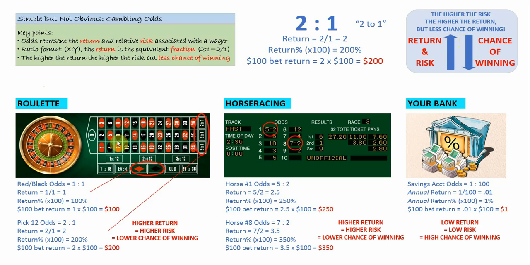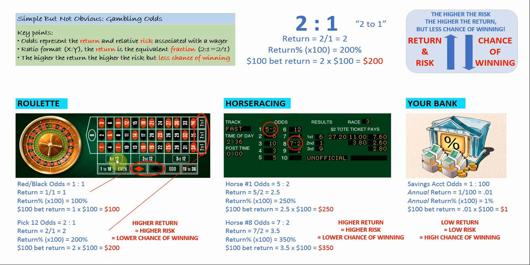First of all, with roulette, which is popular, there's a variety of ways to place bets in roulette. We're just going to focus on two of the simpler ones. First one is red and black. The odds of a red or black bet is 1 to 1. The return is just our fraction, 1 divided by 1 equals 1. And our return percent is just that number times 100. So this is a 100% return. So a $100 bet will give us $100.